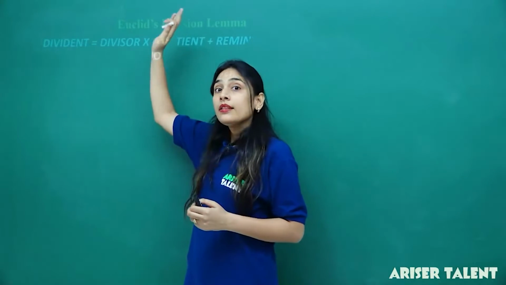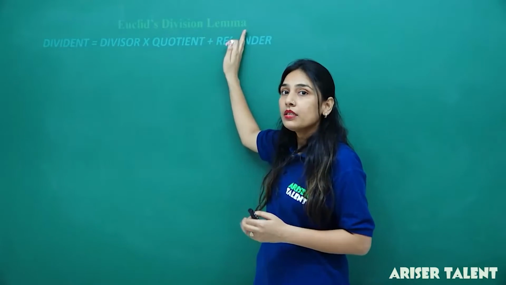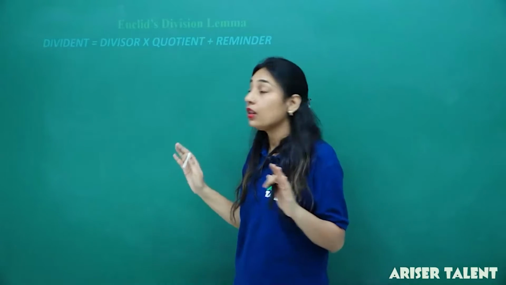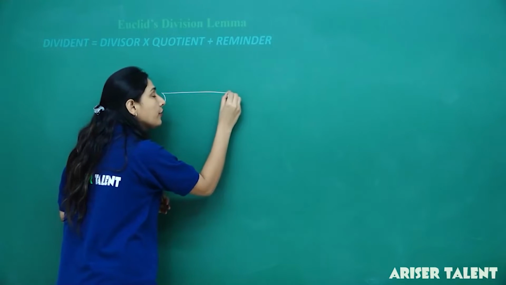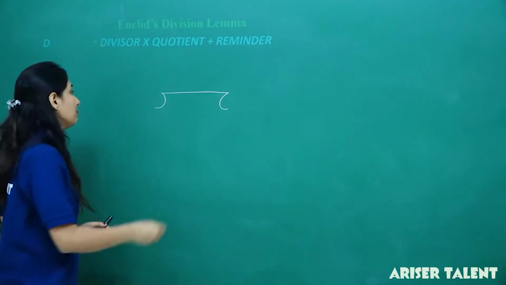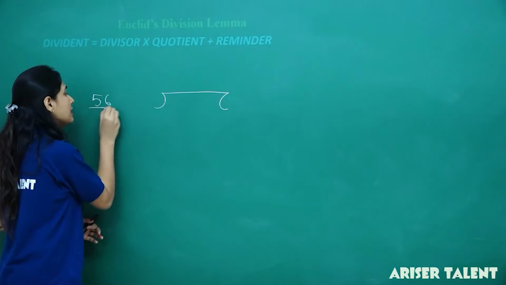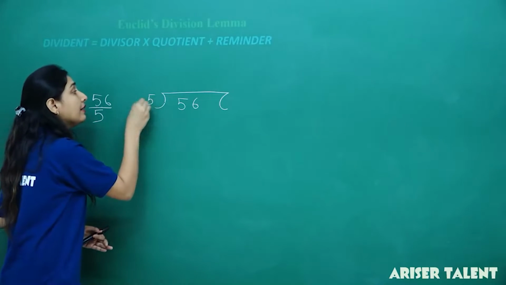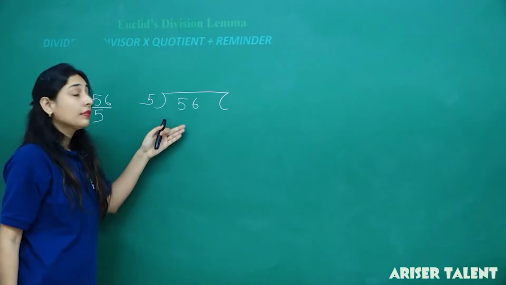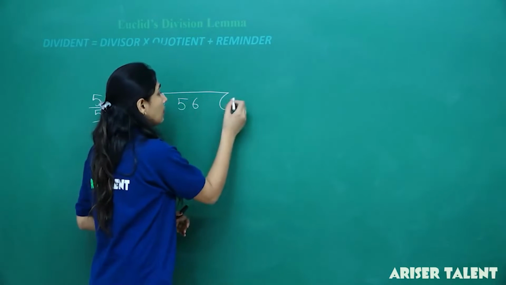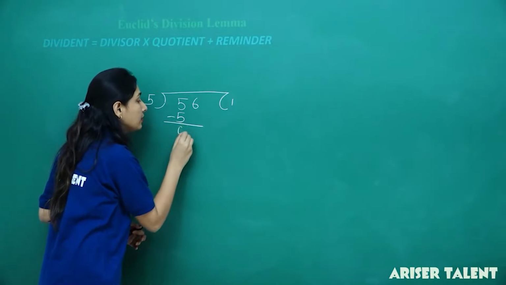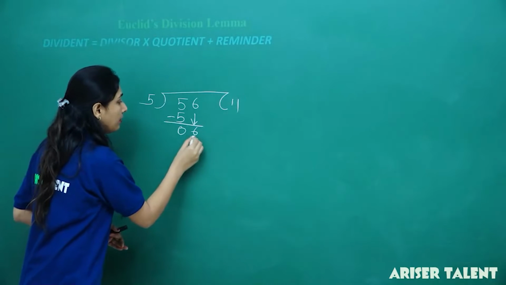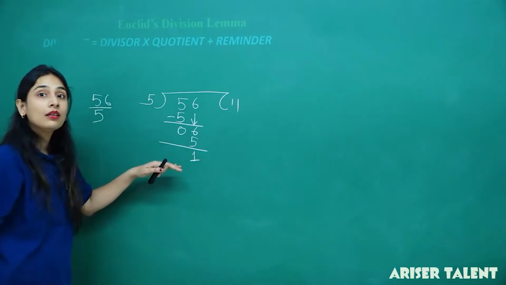Okay. Now, what is Euclid's division lemma? It's very simple. We have done division a lot of times. So, what we are going to do? We are going to do it again, a very simple one. 56 by 5. Here 56, here 5. What do we call it? Dividend. This is divisor. 1 time 5 minus 0. Here we will have 6. Then 1 time 5. Remainder 1.